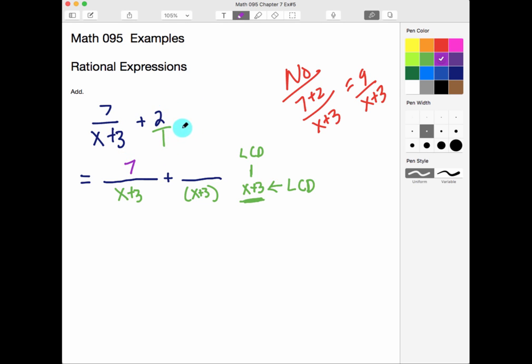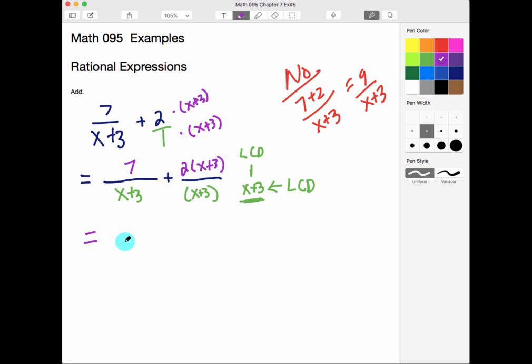The second fraction, though, it did change. I multiplied the denominator essentially by x plus 3, because x plus 3 times 1 is x plus 3. But whatever we do to the denominator, we have to do to the numerator so that we keep our same ratio of basically 2 to 1. So if I multiply the denominator by x plus 3, I need to be fair to the numerator and multiply it by x plus 3 as well. So the second numerator is now 2 times x plus 3.